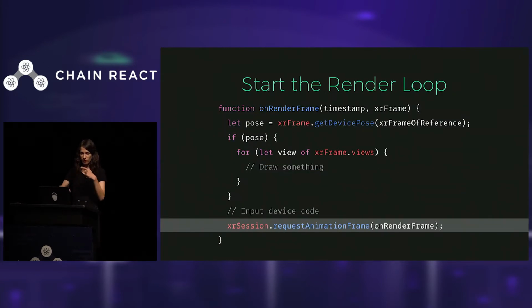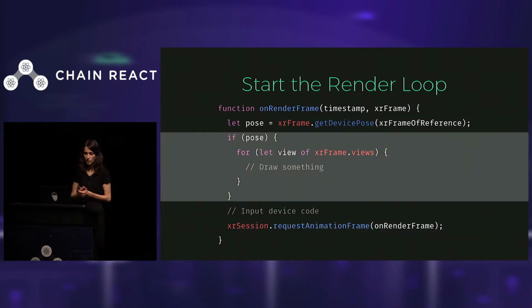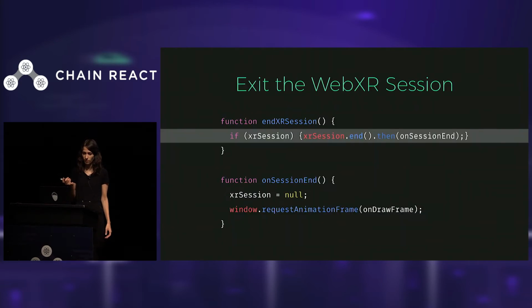We will call this method recursively, which means the function will be called 60 or hopefully more times a second. Within the render loop, we can do the calculations needed to draw the next frame. For example, getting the device's position and then drawing something on the screen if we have a correct position. And if your app listens to user input, we could process it here before calling the request animation frame function again. Yeah, and that's basically it.